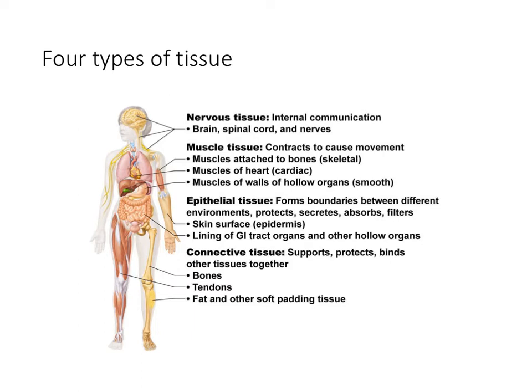So nervous tissue here is going to be involved in communication. It's going to form brain, spinal cord, nerves, that kind of stuff. Muscle tissue, we know, is going to be involved in movement. Epithelial tissue is going to form boundaries, and then it also will form glands. We'll talk more about that. And then finally, connective tissue is going to be sort of a supportive tissue. And again, we'll talk about examples of that.